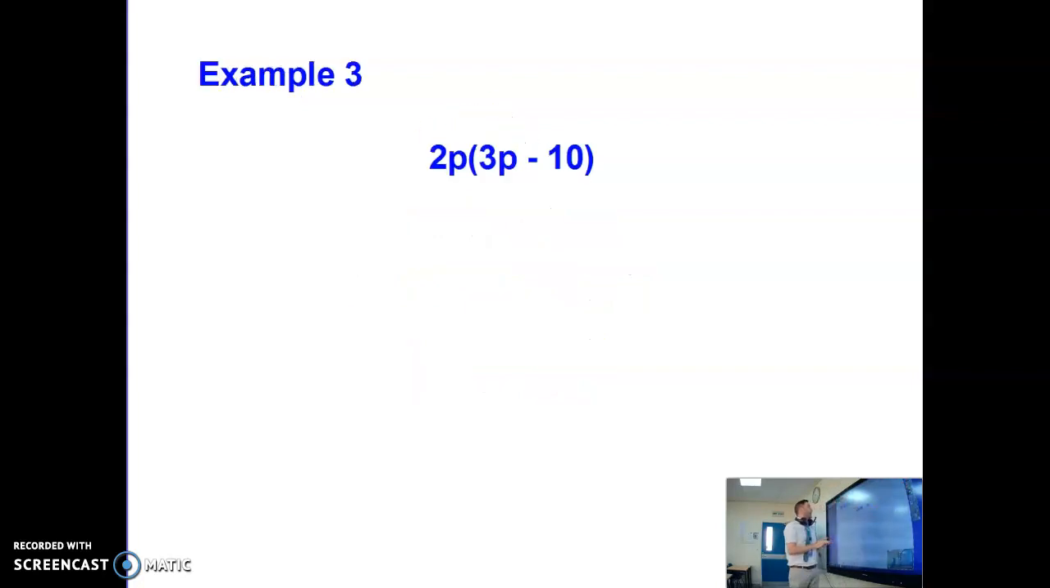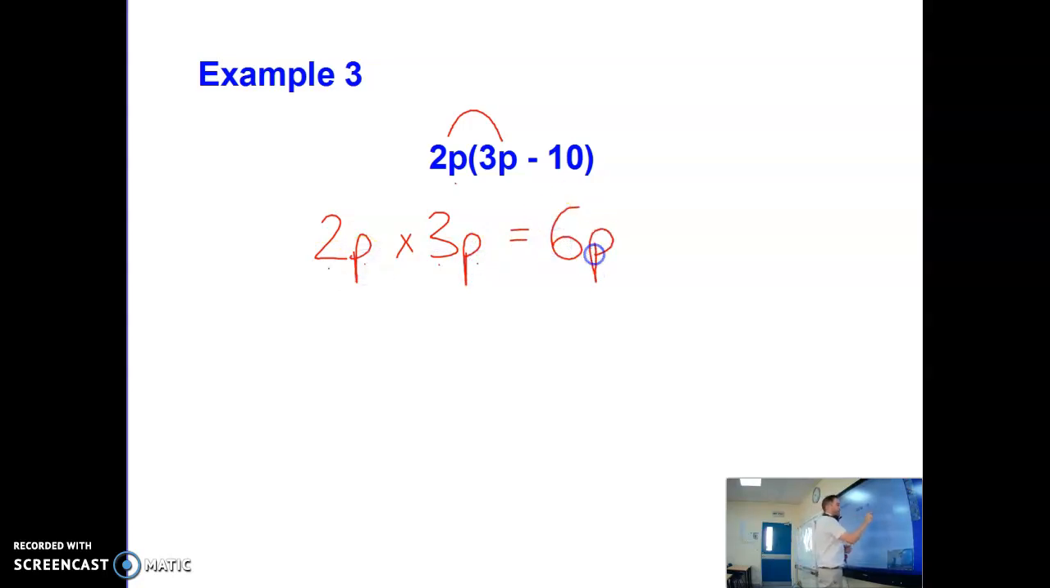Next one. Okay, we're stepping it up a little bit more, bringing in not just a single letter outside there. We've got 2p this time. So, same technique. Multiply the first term first. So we've got 2p multiplied by 3p, and that equals, well, 2 times 3, that gives me 6. P times p, p squared, timesing it by itself.